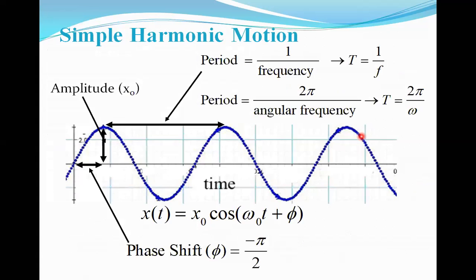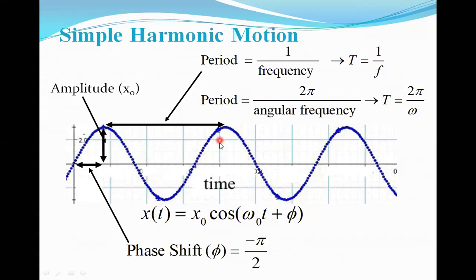So we have just taken a graphical representation of all the terms involved in the displacement equation. Here we can see that this is the maximum displacement. It's nothing but the amplitude. If this is with respect to t and this is x, so x versus t, then this is x naught, the maximum displacement.